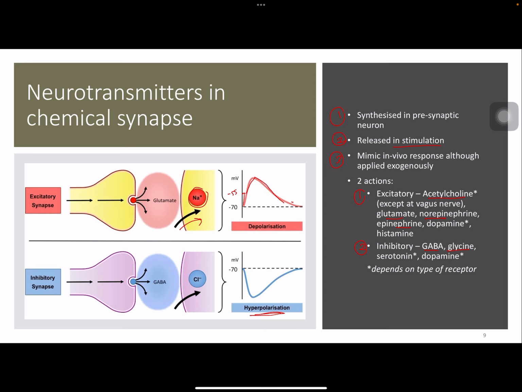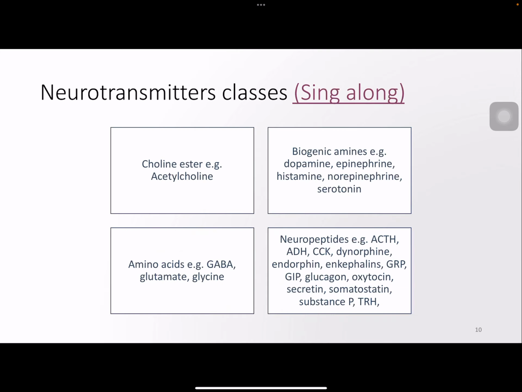Whereas for inhibitory neurotransmitters, rather than opening the cation channels, they open the anion channels, for example the chloride channels. Therefore, when the chloride flows into the postsynaptic neuron, the membrane potential becomes more negative, and therefore it is unlikely to produce an action potential.